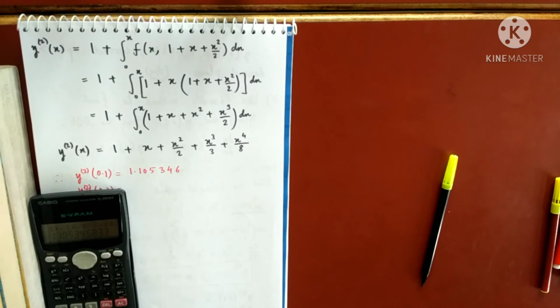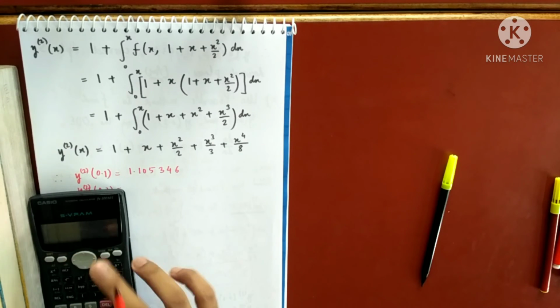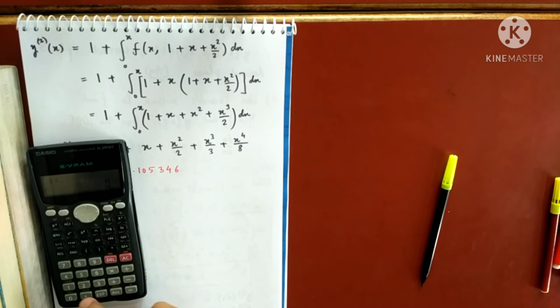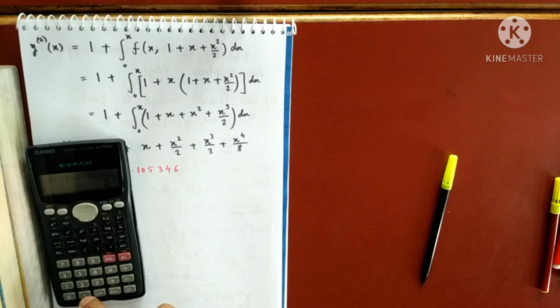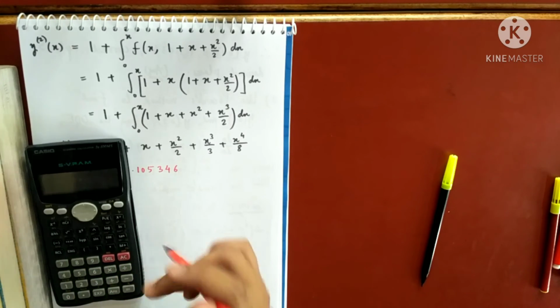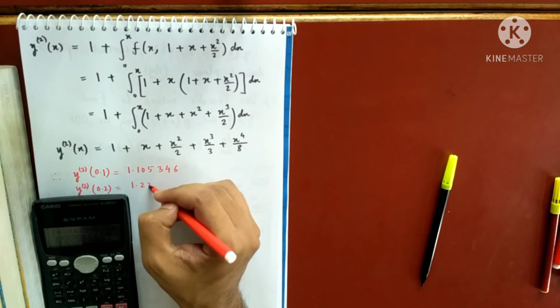And at 0.2, let me do it again only, otherwise I will get confused: 1 + 0.2 + 0.2 square by 2 + 0.2 cube by 3 + 0.2 to the power 4 divided by 8.